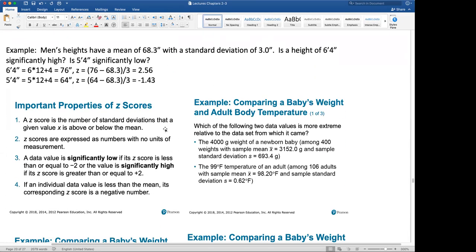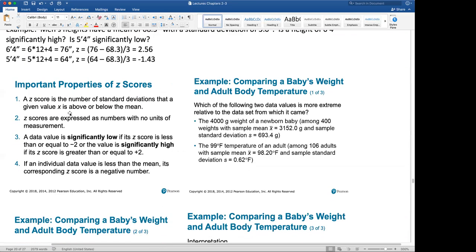Now, important properties of the z-score. A z-score is the number of standard deviations that a given value x is above or below the mean. And the second one: the z-score is expressed as a number with no unit of measurement.